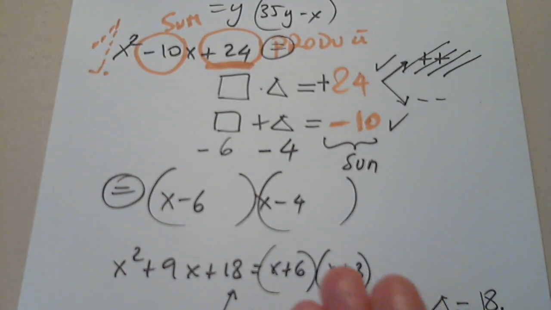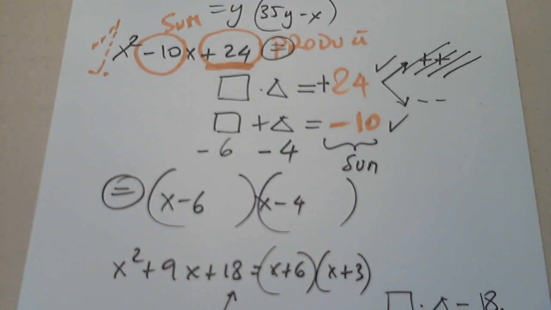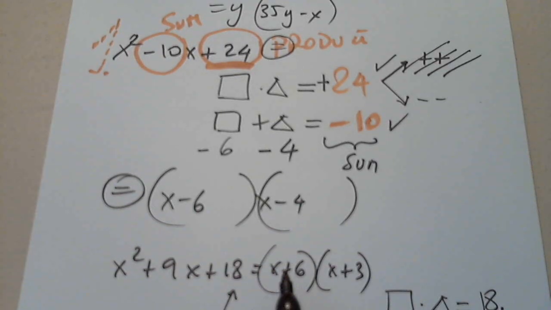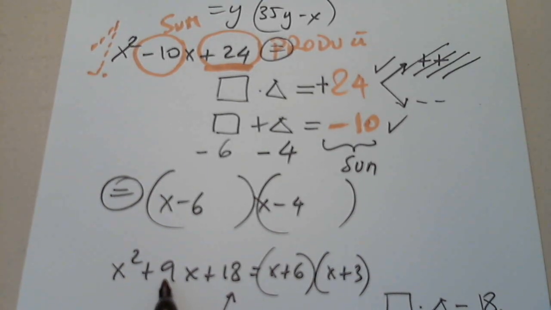It doesn't matter if you write it x plus 3 times x plus 6. We know multiplication is commutative and associative. It takes 5 seconds to verify. Don't enter it and say, oh, I think it's this. No, no, no. It takes 5 seconds to verify. X squared, positive 3x plus 6x, 6 times 3. That's why this is the sum. Remember what I said? 3x plus 6x, this is the sum. And 6 times 3, this is the product of the same numbers. Good.